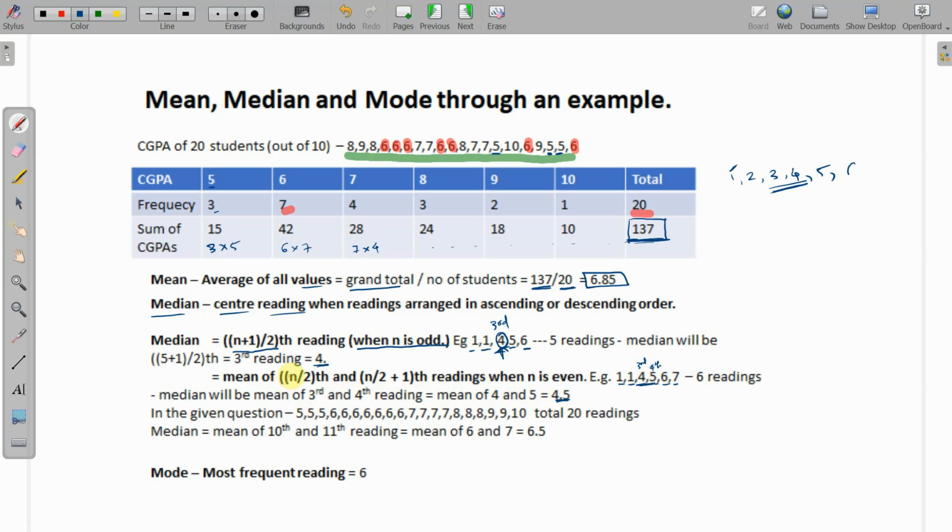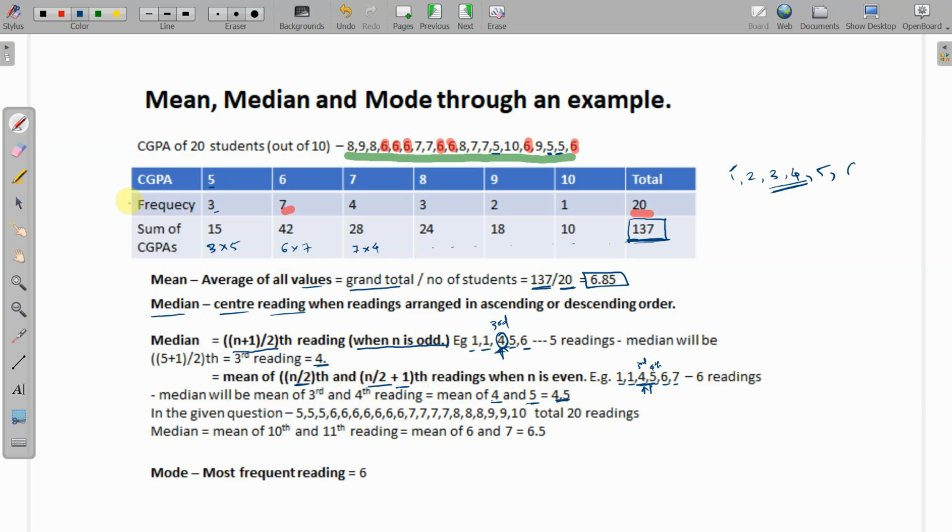To understand this using a formula, when the number of readings is even, you go to the middle 2 values. How do you get that? There were 6 readings, so the 3rd reading and the 3 plus 1th reading, the 4th reading, were the 2 middle readings. So n by 2th reading and n by 2 plus 1th reading will be the 2 center readings, and you'll have to take their mean.